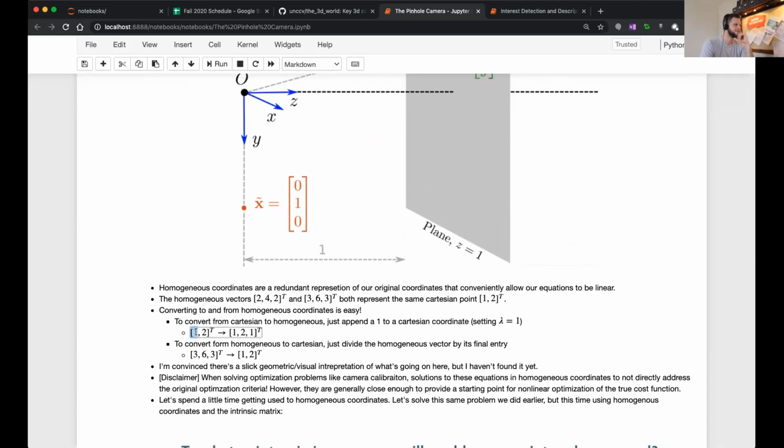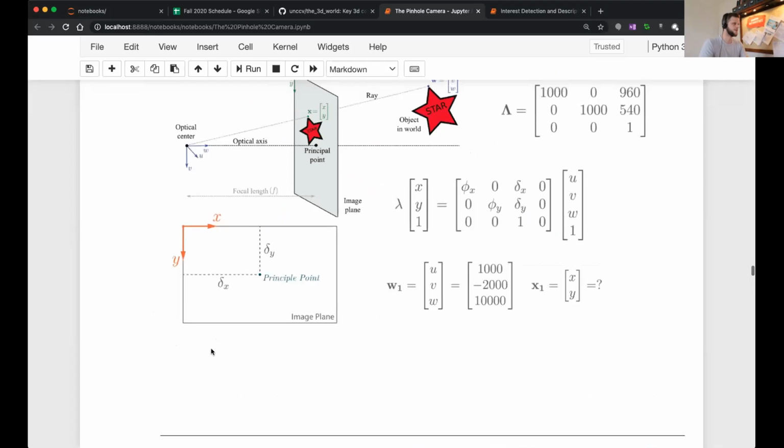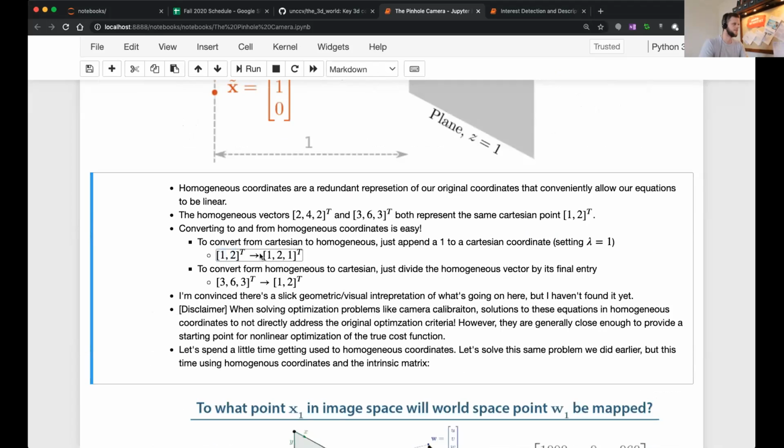So here's an example for you. If I have the vector 1, 2, and I want to convert to homogeneous coordinates, all I do is tack on a 1 on the end. I just add an extra variable to my vector, and it's always going to be a 1.